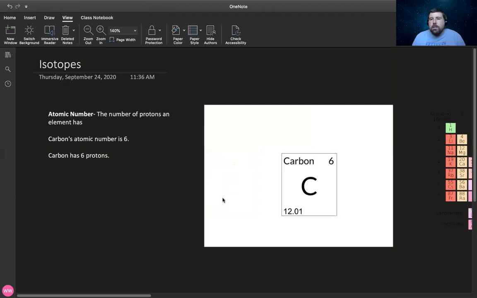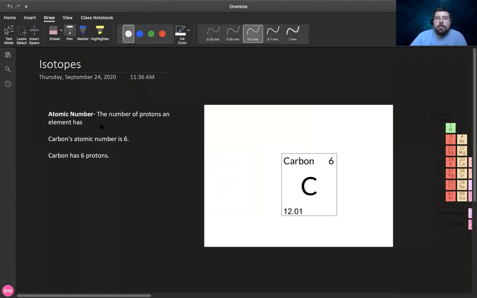This requires a little bit of background knowledge, so I'm going to remind us all what the atomic number is. The atomic number refers to the number of protons an element has. So if we're looking at this drawing here, this element has 6 protons, and you can tell by looking at the top of the box on the periodic table. That number 6 is a whole number. It's referring, once again, to the number of protons an element has. So if carbon's atomic number is 6, carbon has 6 protons. So that's where we get the atomic number from.